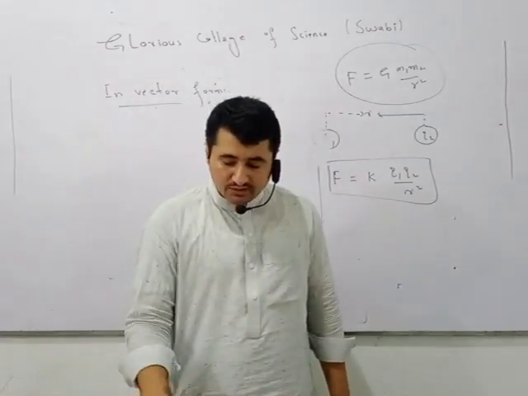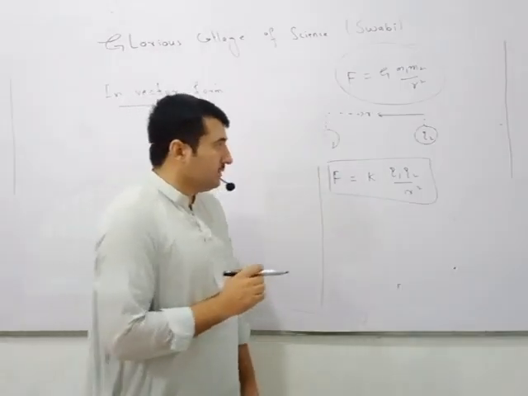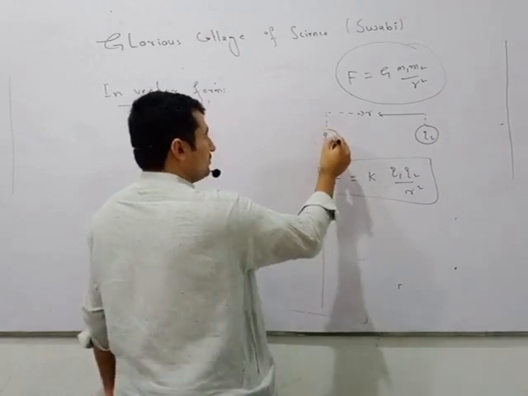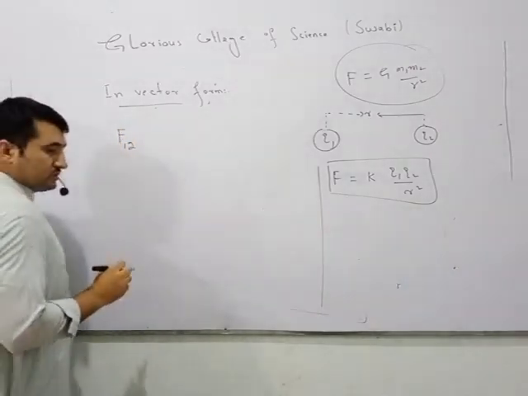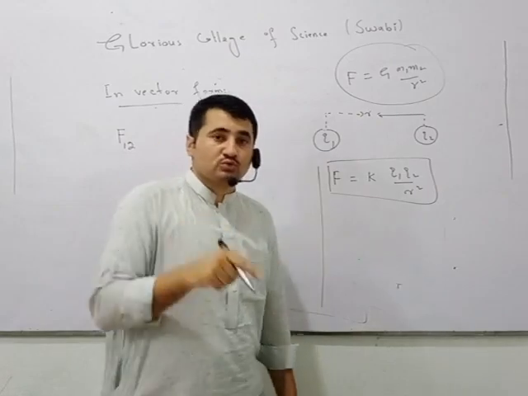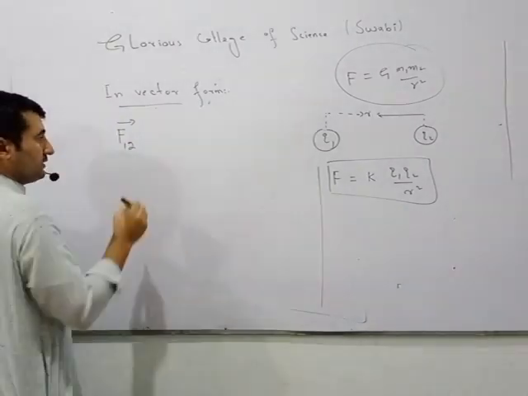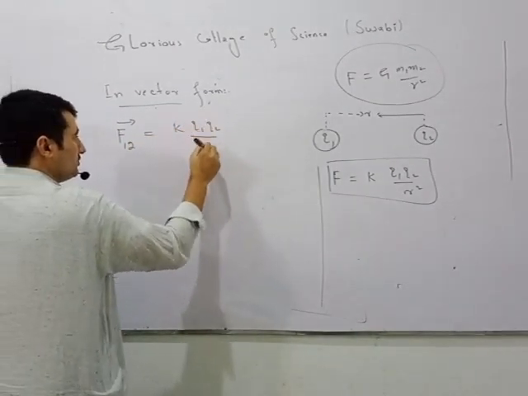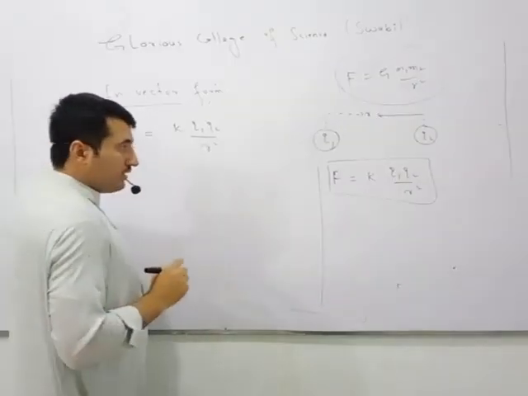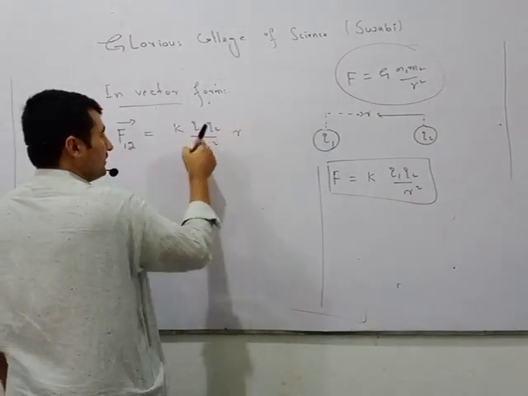So you can write Coulomb's law in vector form very simply. For example, you have two charges Q1, Q2, and let us consider the force F12, which is the force exerted on charge Q1 due to charge Q2. Then we can write this force in vector form as K Q1 Q2 divided by R square. R is the distance between the two charges, and that is the magnitude.